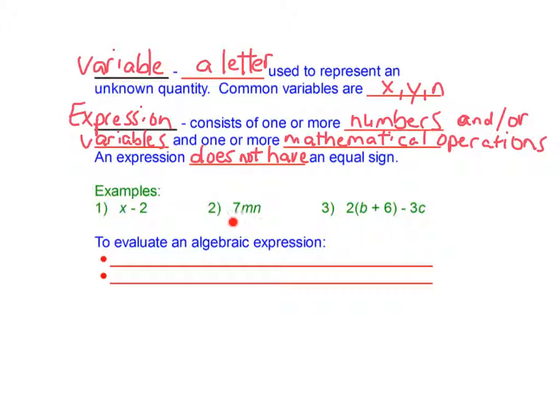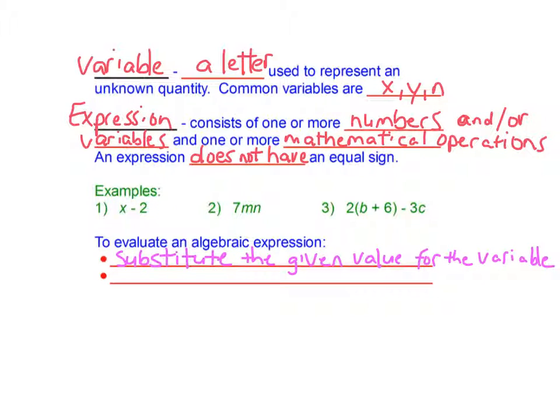Number 2, 7 times mn is also an expression. And then here, number 3 is also an expression. No equal signs involved. So now what we're going to do is evaluate algebraic expressions.